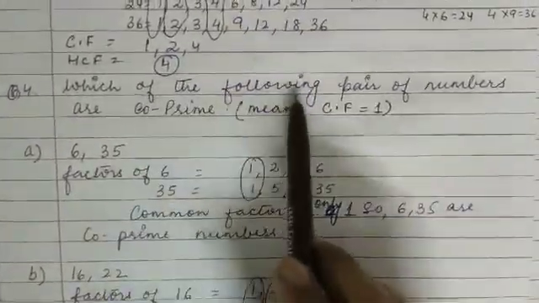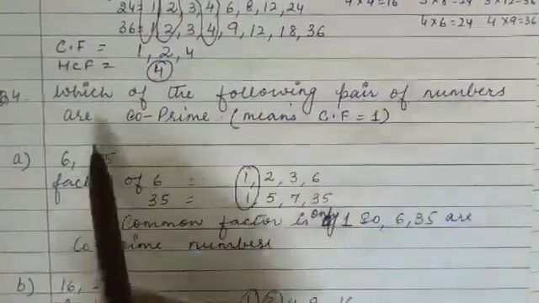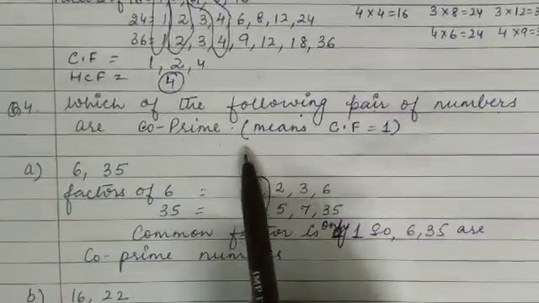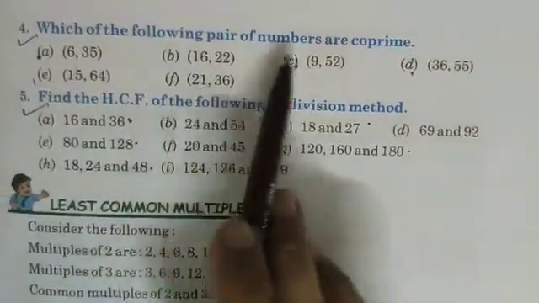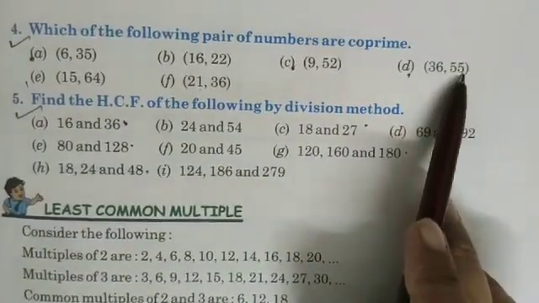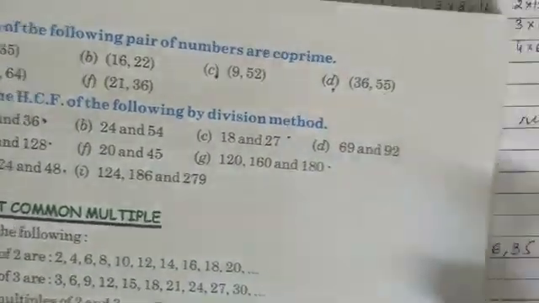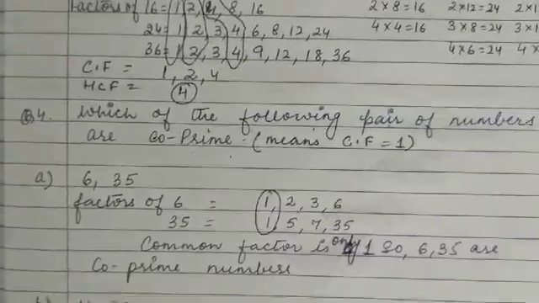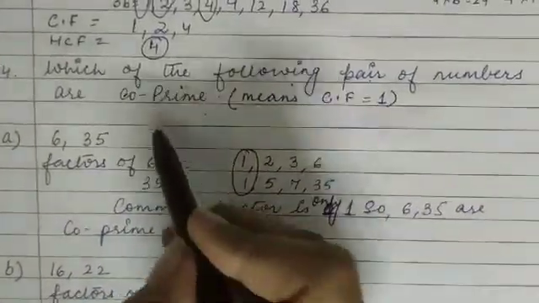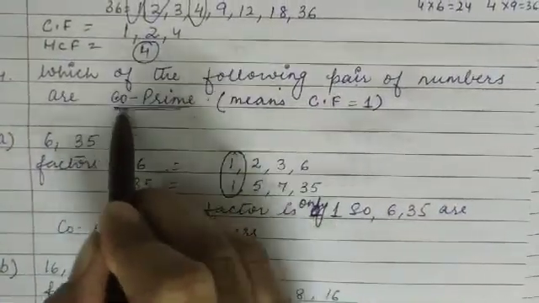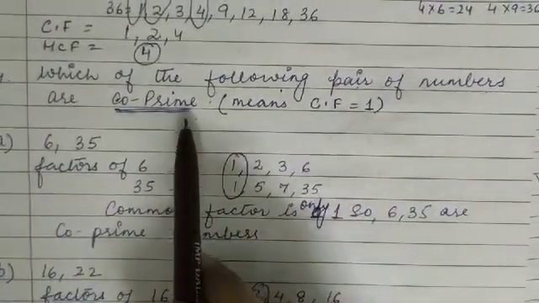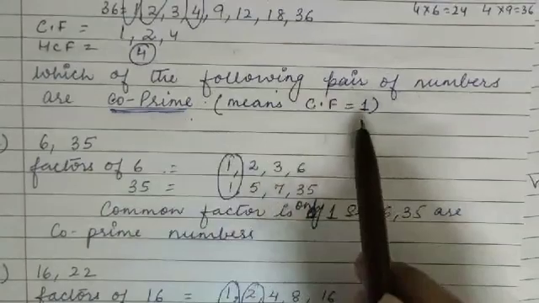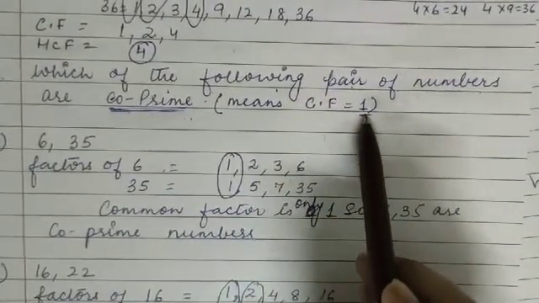Now question number 4: which of the following pairs of numbers are co-prime? Here they have given us 6 questions. I will just solve 2 questions and you will get the idea how to do them. First of all, we should know what co-prime numbers are. Co-prime numbers are 2 numbers which have only 1 as a common factor.